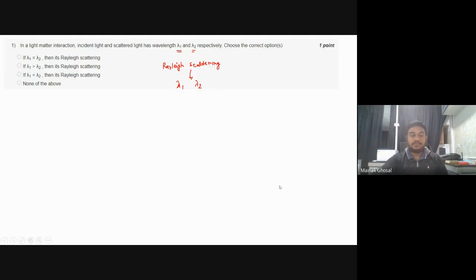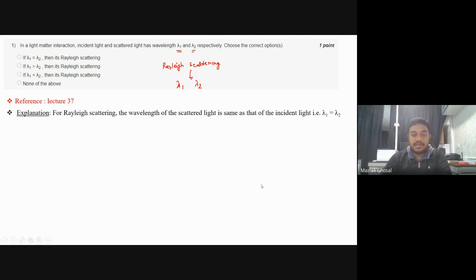Okay, so the answer to the question you can find in lecture number 37, where I have also said that for Rayleigh scattering, the wavelength of the scattered light will always be the same as that of the incident light. So if the incident light has a wavelength lambda 1, and the scattered light has a wavelength lambda 2, then lambda 1 always equals lambda 2. If lambda 1 is equal to lambda 2, then it is called Rayleigh scattering.